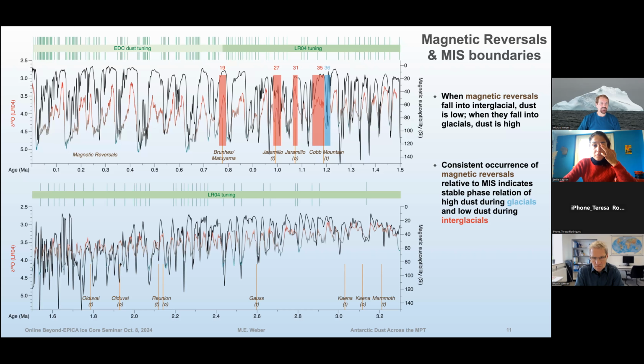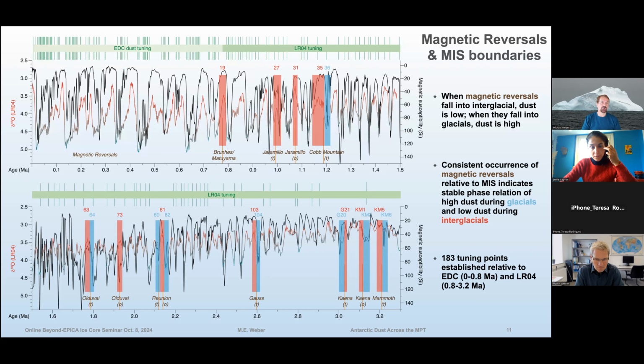And if we now extend the record back to 3.3 million years, we have another 8 of these magnetic reversals showing us basically the same. If it was warm, dust is low. If it was cold, dust is high. And if it's on a transition, then dust is on a transition. So we see that throughout the record, there is a stable phase relationship of the occurrence of dust relative to climate, in this case, an ice volume proxy. And we use that information to tune our record over the duration of EDC, that's the last 800,000 years, to EDC. And below that, we tuned it to the cold periods of the Lisiecki-Raymo stack.